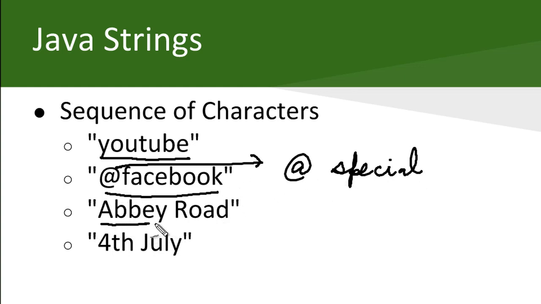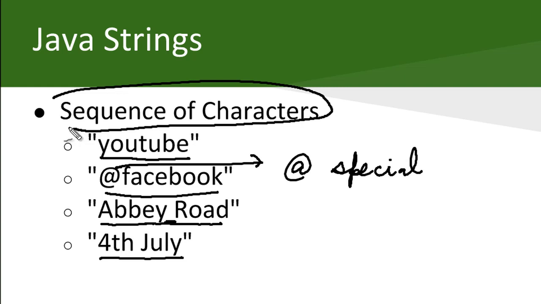Then consider this sequence of characters. This has a space. So a space is also a character basically. So any sequence of characters. 4th of July is a string. It can have numbers. So special characters, spaces, alphabets, numbers all constitute a string. So any sequence of characters is equal to a string.